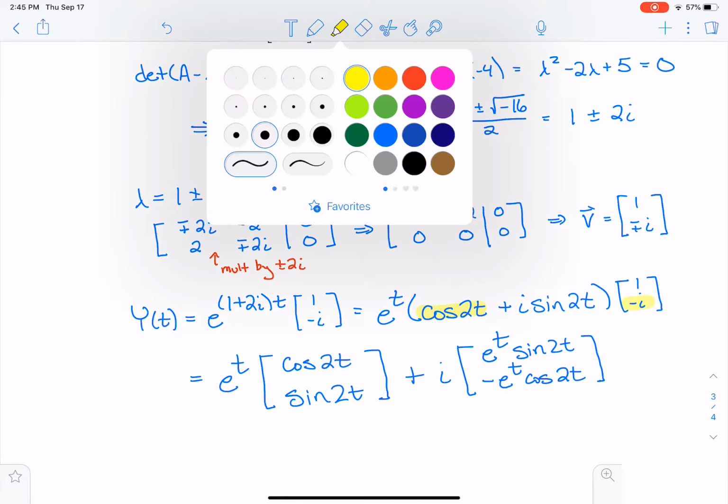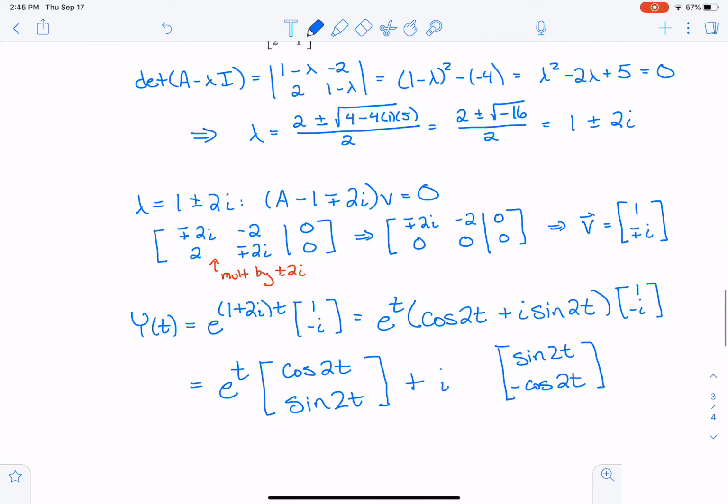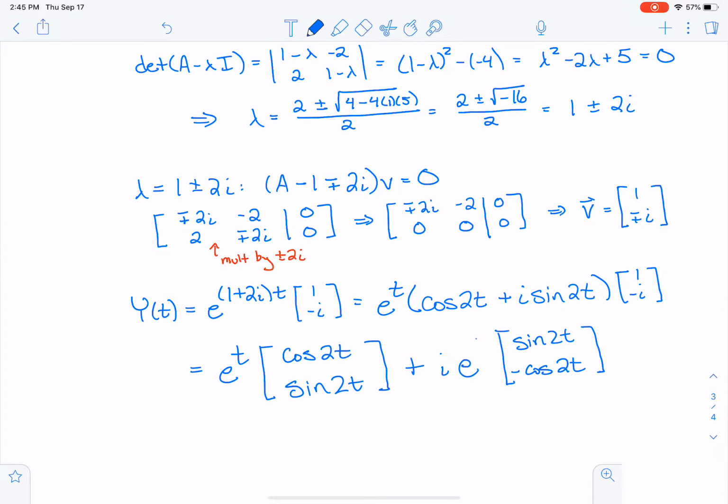Now I made one minor error here, though it's not really an error because it is correct, but I do want to factor out e to the t. So I'm going to go ahead and factor out e to the t here. So this becomes i e to the t times sine 2t negative cosine 2t.